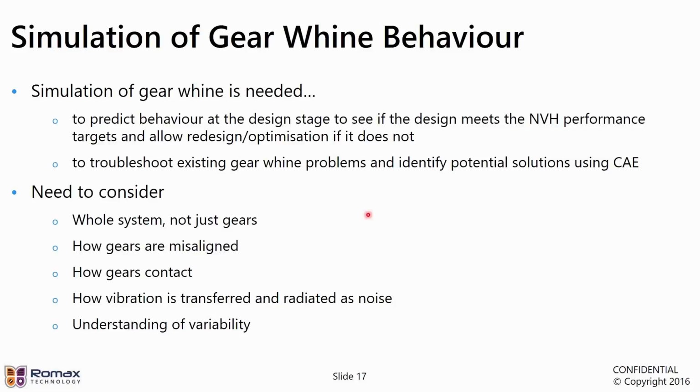In simulating Whine, we need to consider a number of things. We've already said we need to consider the whole transmission and driveline system, not just the gears. Obviously the gears are the source, but we need to consider the rest of it because they're heavily involved, including how the gears are misaligned. Obviously that depends on the rest of the system. We need to be able to simulate how the gears contact, how the vibration is transferred to the housing and to the outside world via vibrations and radiated noise. And also critically, we'll see later, we need to be able to understand the variability, because although we design a nominal transmission, of course there are tolerances, of course there is manufacturing variability, and we need to understand the sensitivity of our design to those variabilities.